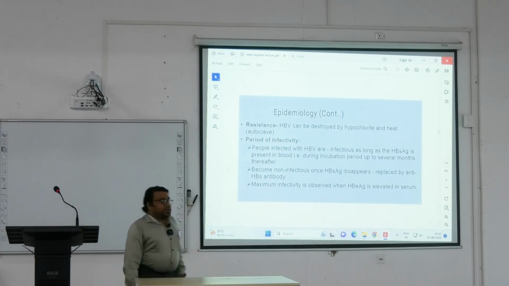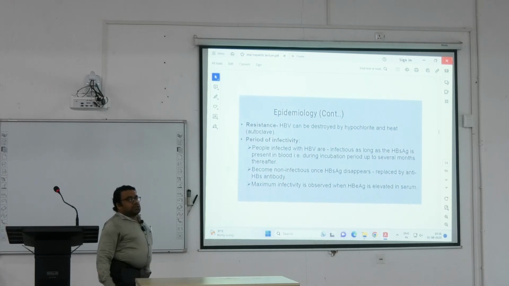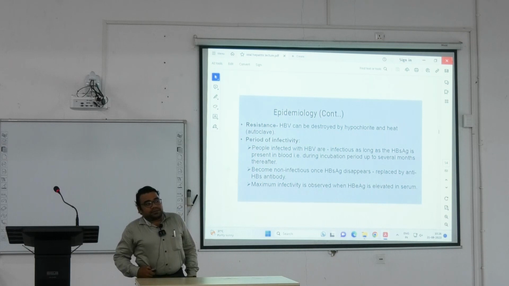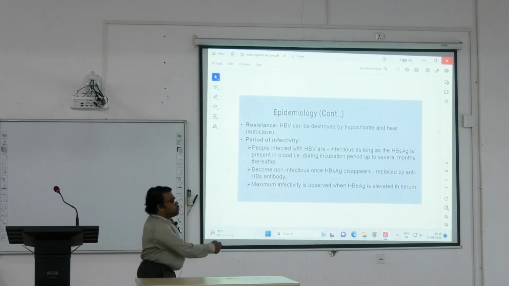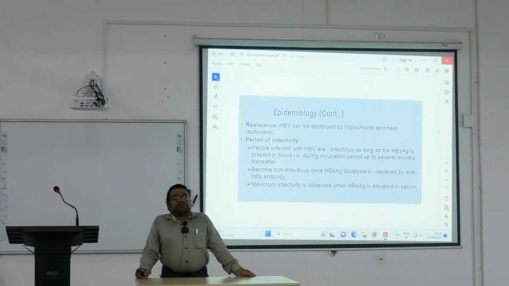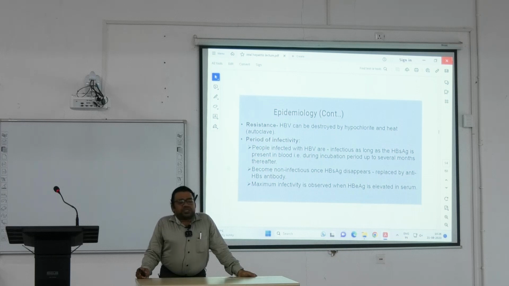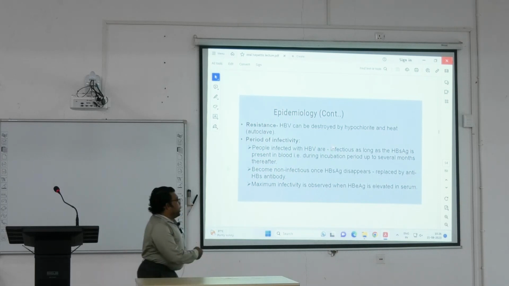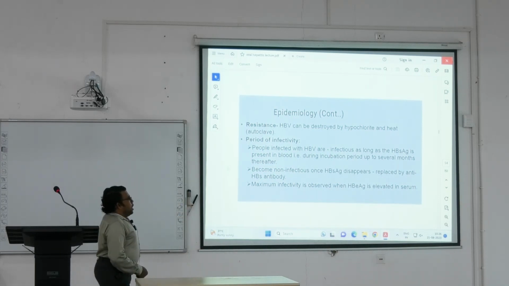One more important part is the resistance. So, how can you neutralize the virus if it is present in the setting? Most easily, it can be destroyed by hypochlorite. So, if there is spillage of blood or body fluids in a patient who is seropositive with hepatitis B virus, the best way to disinfect it is to use hypochlorite. Obviously, autoclaving will also render it non-infective.